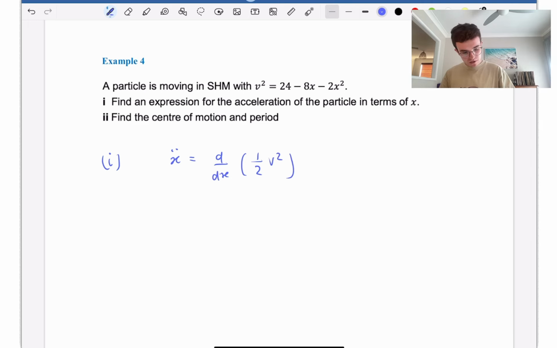So we need to find d by dx. Well, a half of v squared, it's already been squared, so we just need to halve it. So 12 minus 4x minus x squared. Differentiate that, you get minus 4 minus 2x, which is minus 2.